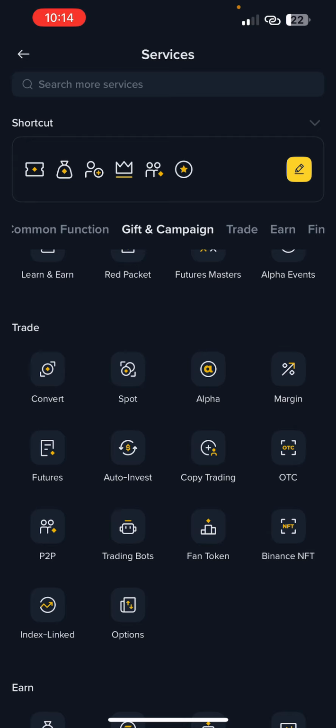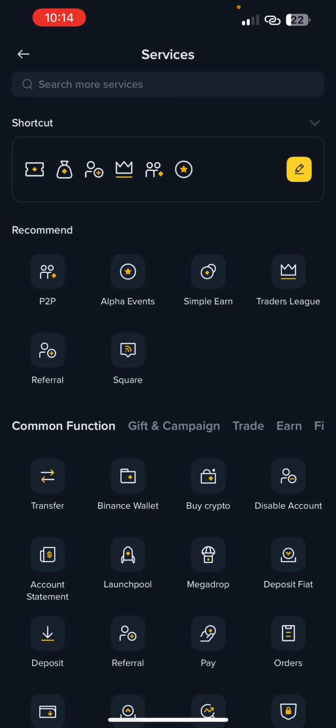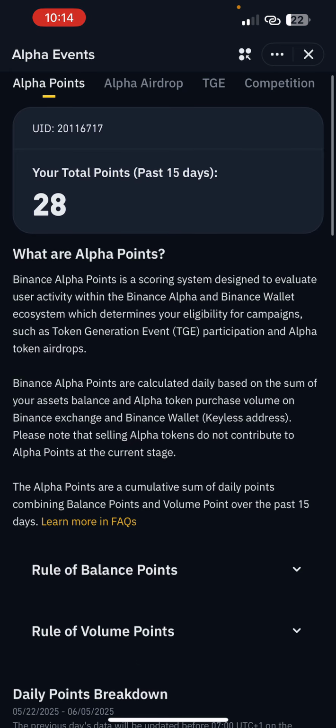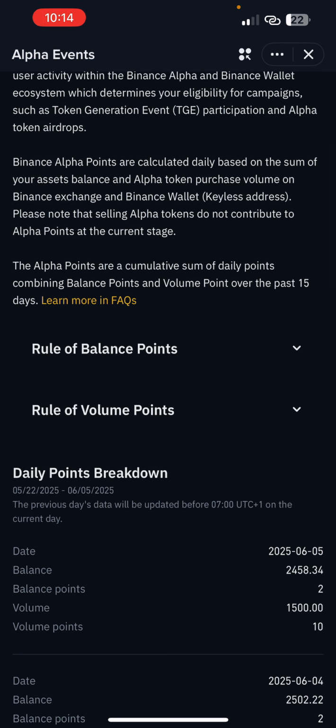But before we get into this place, let me show you how the points are calculated. To do that, I'm going to Alpha Events. On Alpha Events, you see the breakdown of the point reward system. You can see I have 22 points here, so I barely started this. The first one is the rule of balance points. This means the reward they give you in points every day for holding the total balance you have in your Binance account.